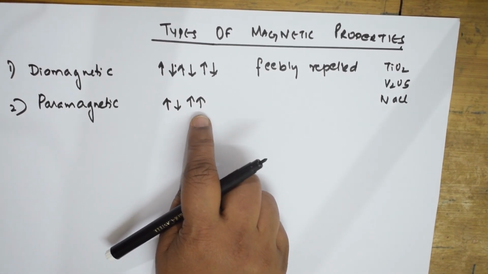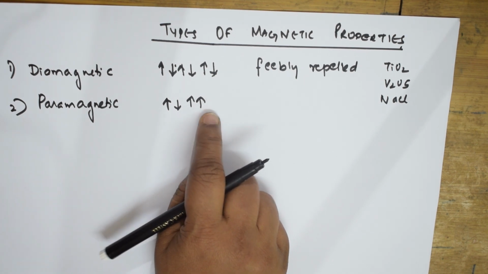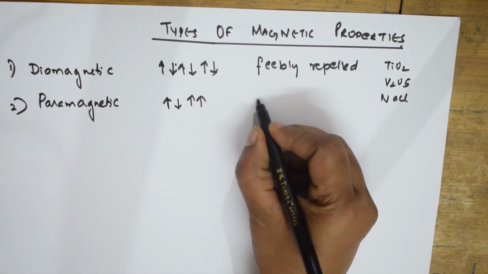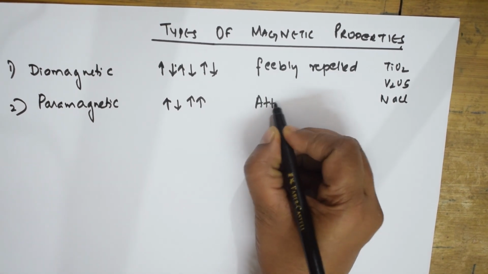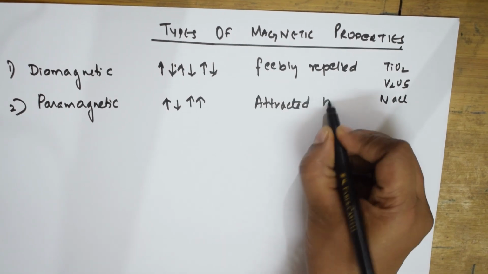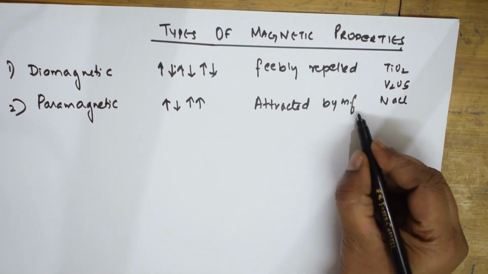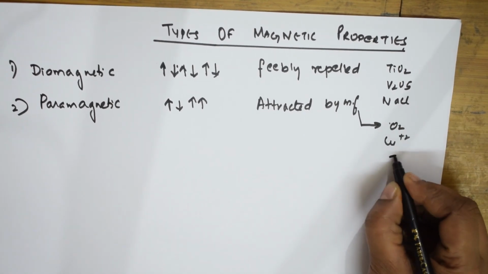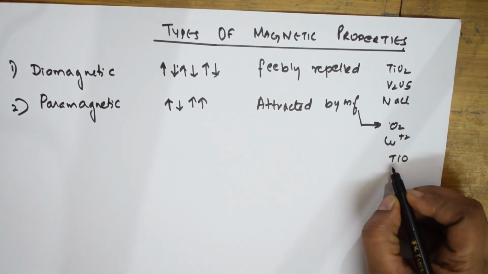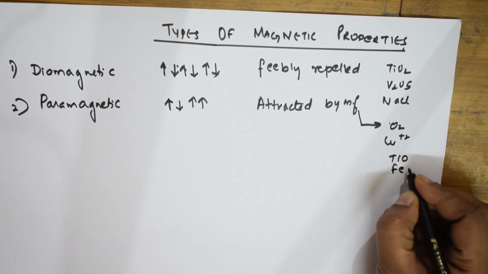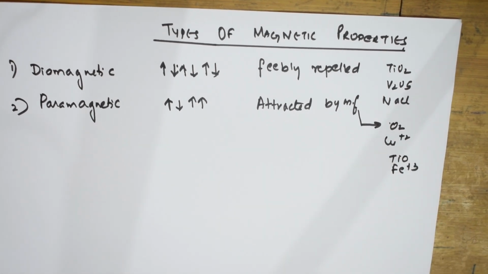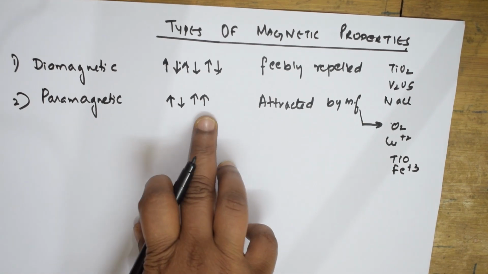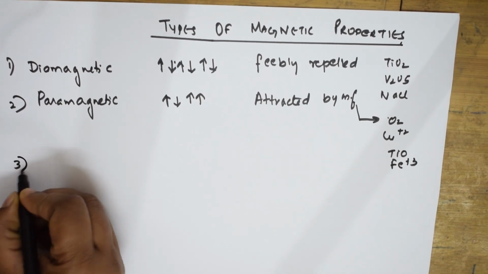Done, students? So what will happen? They are attracted by the magnetic field. Why? Because of the presence of unpaired electrons. So diamagnetic is feebly repelled by the magnetic field, here it is attracted by the magnetic field. What is the example for this? Basically oxygen, copper, TiO, Fe3+. All these are examples. Where am I using it? In electrical appliances, because of the unpaired electrons.